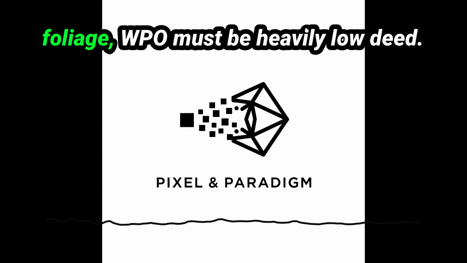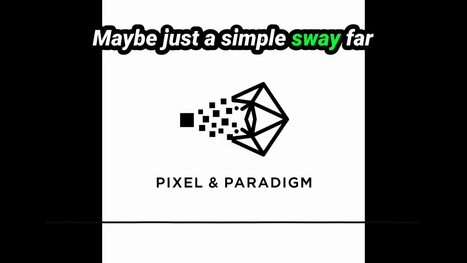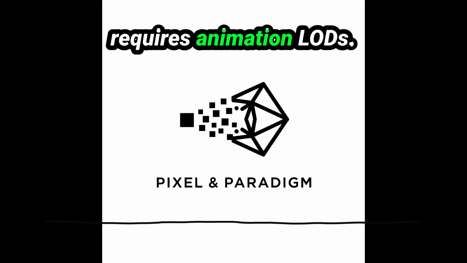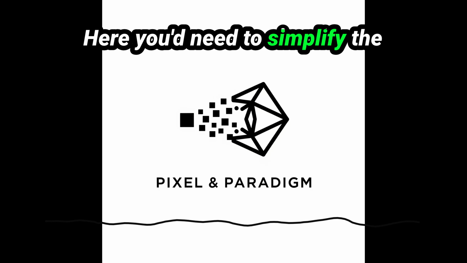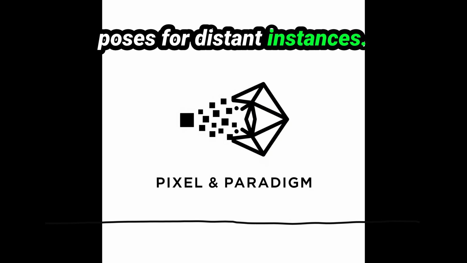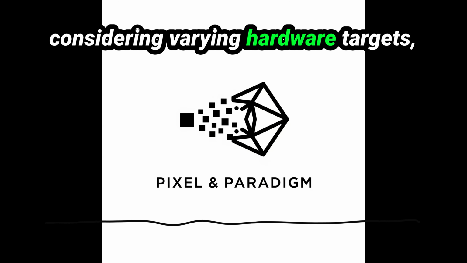For distant foliage, WPO must be heavily LOD'd. It often needs to be completely disabled or drastically simplified, maybe just a simple sway, far away to save performance. Rig compute also absolutely requires animation LODs here. You'd need to simplify the compute logic significantly or even switch to completely static poses for distant instances to save GPU compute resources. And considering varying hardware targets.